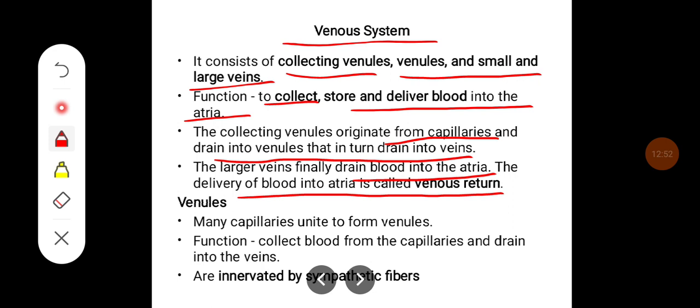Venules: the mini capillaries unite to form venules. The function of these venules is to collect blood from capillaries and drain into the veins. They are innervated by sympathetic fibers.